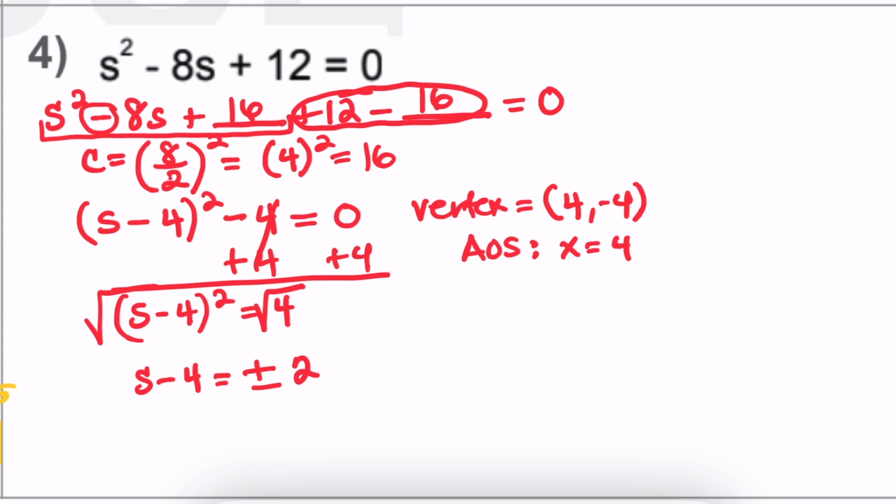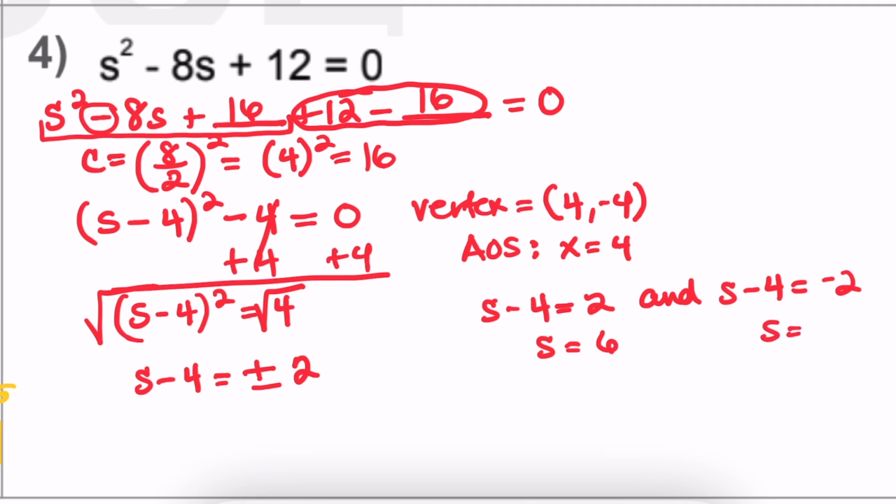Make your two equations. s minus 4 is equal to 2. And s minus 4 is equal to negative 2. So you have s is equal to 6 and s is equal to 2. And these are your two solutions for question number 4.